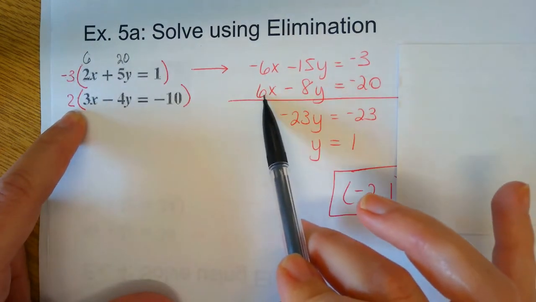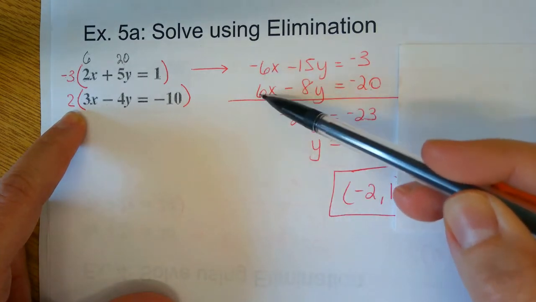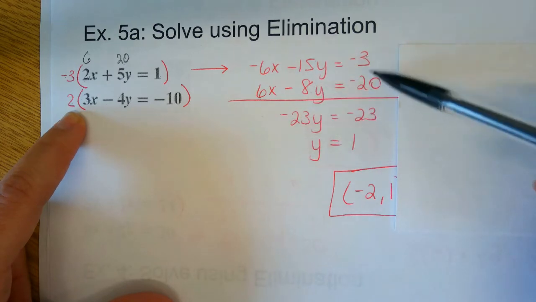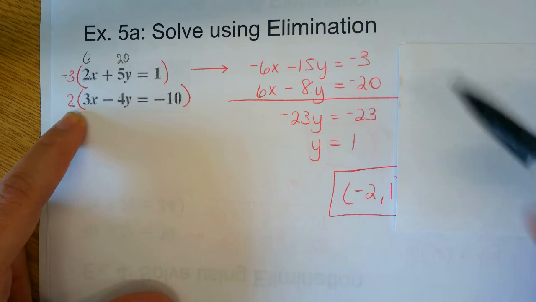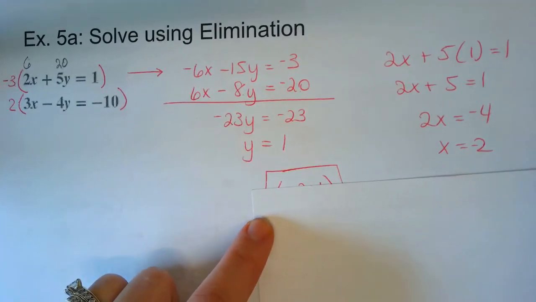And then down here, positive 6, negative 8, negative 20. When I add my x's, negative 6 and positive 6 add to 0. Add my y's, I get negative 23. Add my constants, I get negative 23, and then I can divide. And then just like substitution, plug it back into one of your equations.